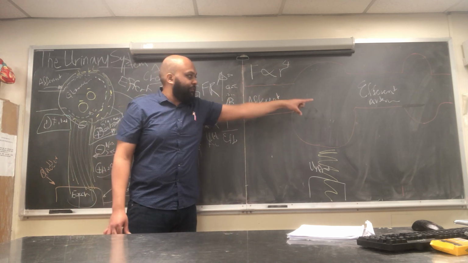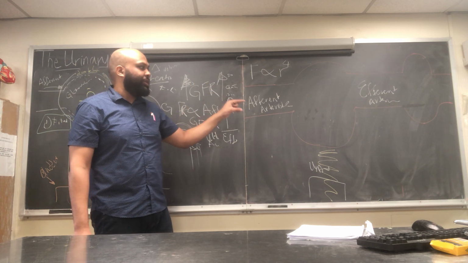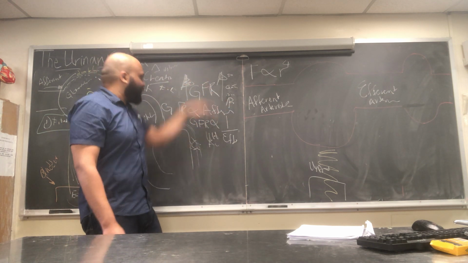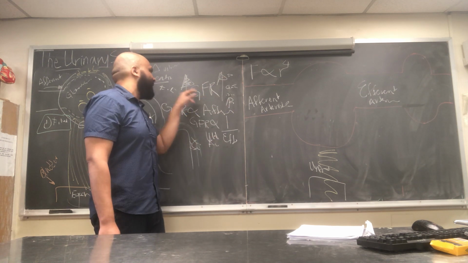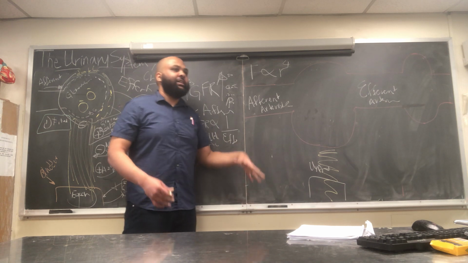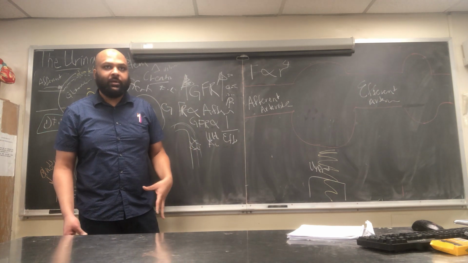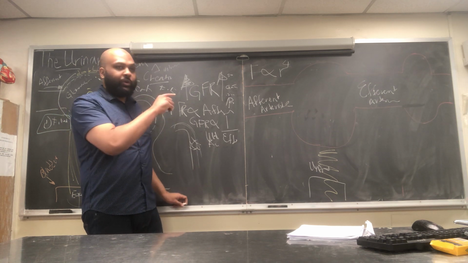The opposite for the efferent. If I drop my efferent arteriole radius, that means I will drop my glomerular filtration rate. That means I will drop my glomerular filtration pressure. That means I will drop the amount of urine that will accumulate in my bladder. So that is what we're going to be doing today.